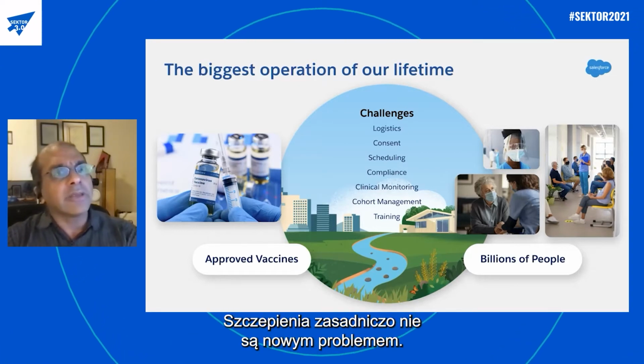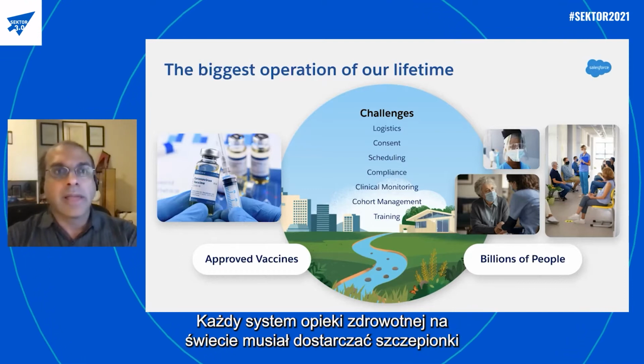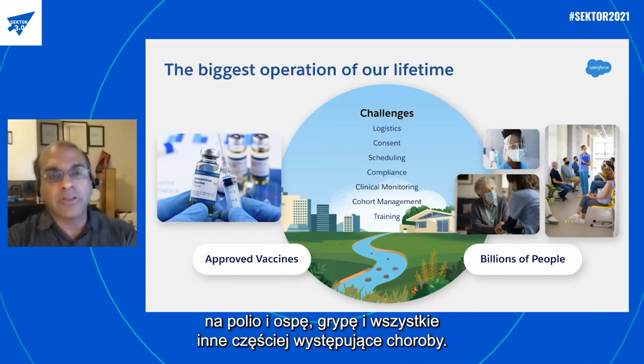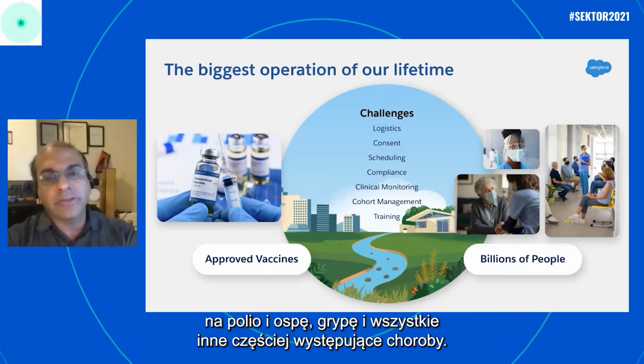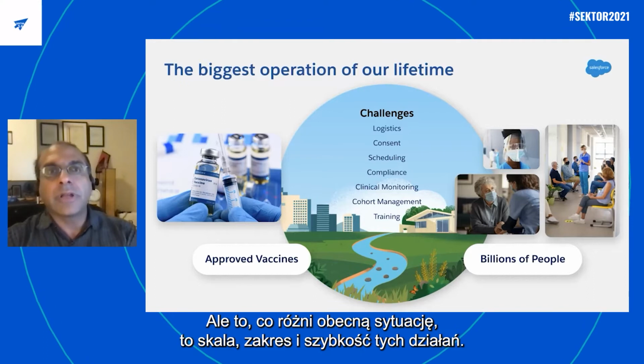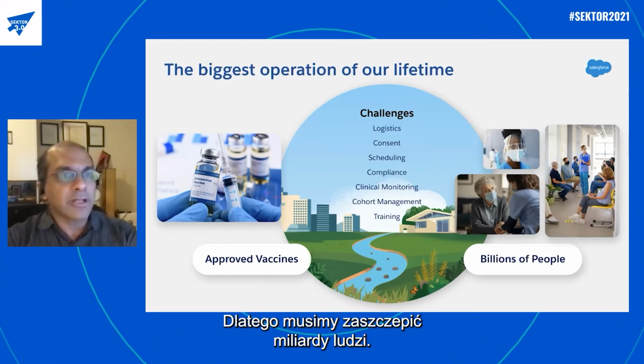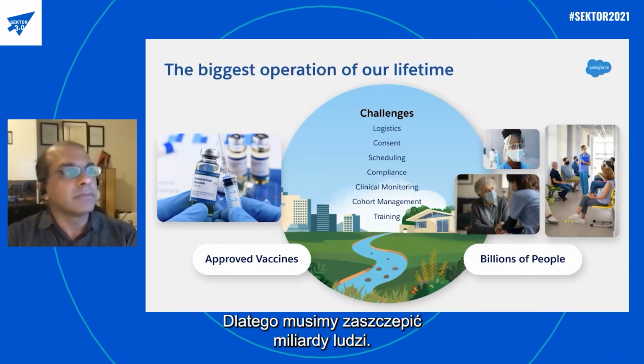Fundamentally, vaccination is not a new problem. Every healthcare system in the world has had to deliver vaccines for polio and smallpox and influenza and all these other diseases that are more common to us. But what is different now is the scale, scope, and speed of what needs to happen. And so we have to touch billions and billions of people.